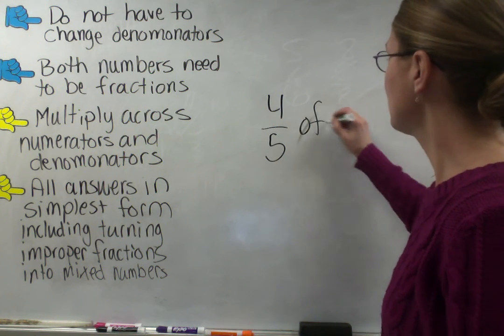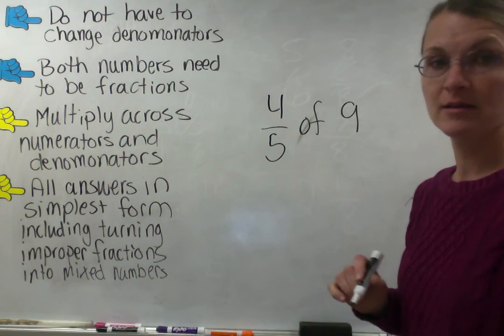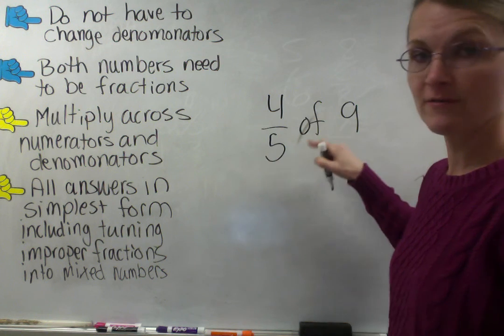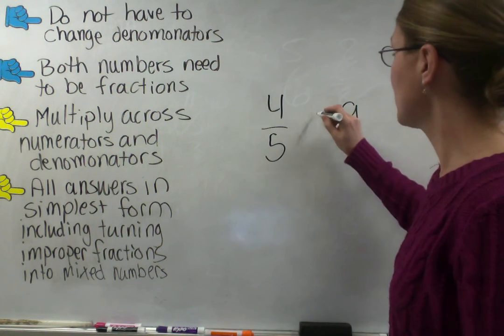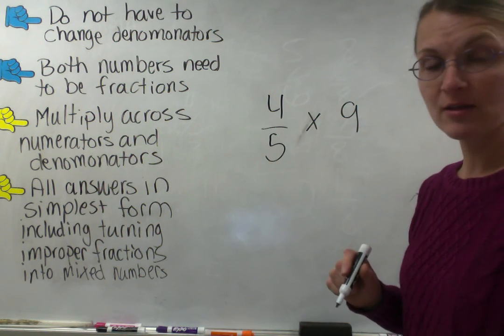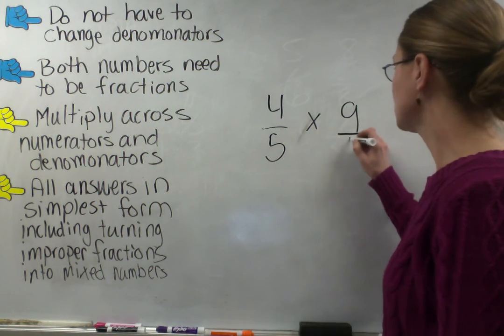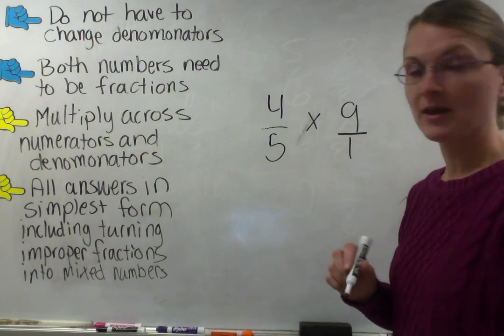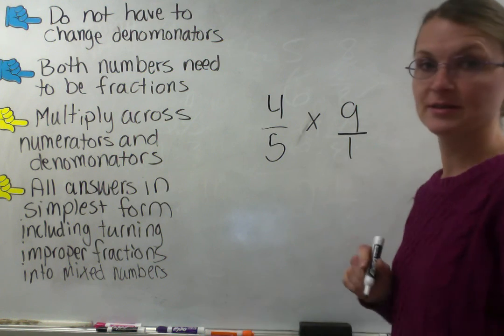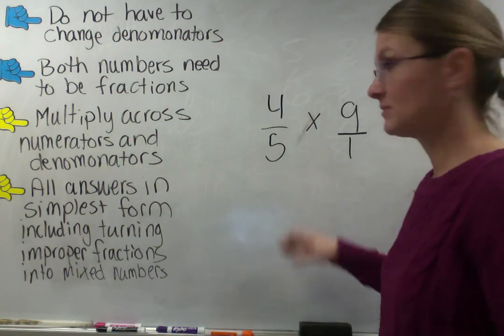So if you're trying to find 4/5 of 9, in order to find 4/5 of 9, you would multiply 4/5 times 9. To find a fraction of a number we multiply. And then you would have to turn 9 into a fraction simply by putting a 1 underneath it, because that would be 9 ones, which is the same thing as 9, and then you multiply, okay?